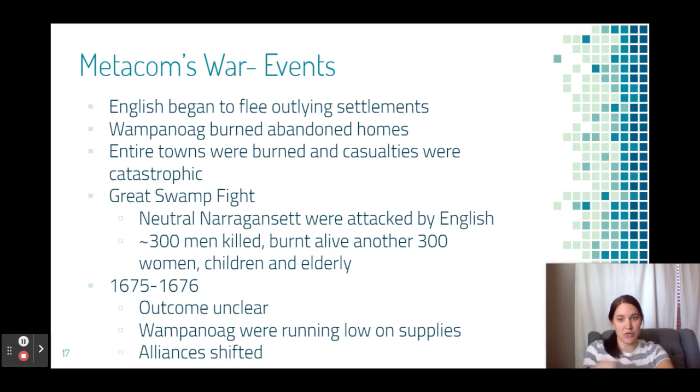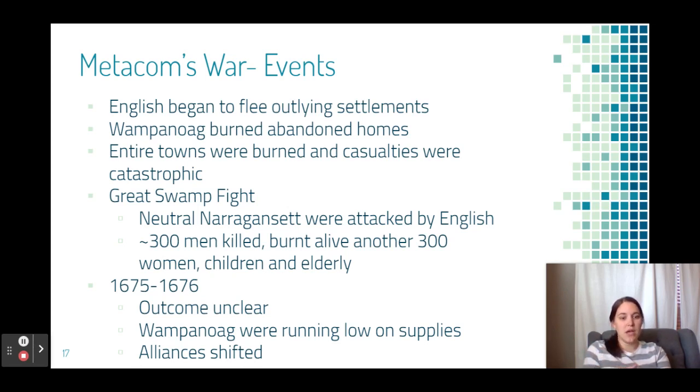Entire towns were burned. Catastrophic casualties, including the Great Swamp Fight, where 300 men of the Narragansett were killed, even though they were neutral in this war. And then they ended up burning alive another 300 women, children, and elderly. So just complete annihilation. In 1675 to 1676, especially that winter, the outcome was pretty unclear.